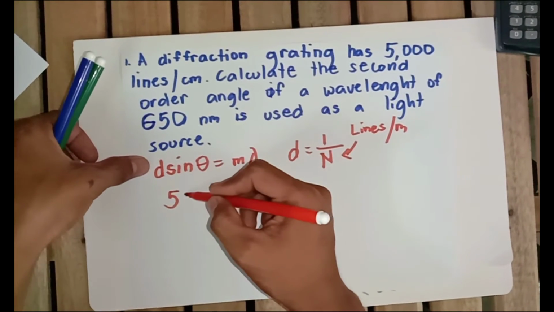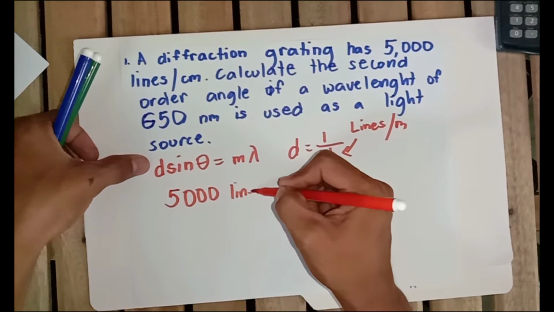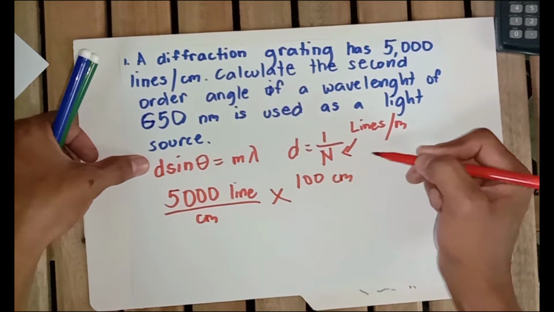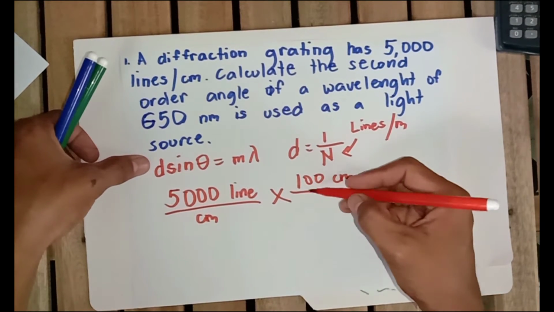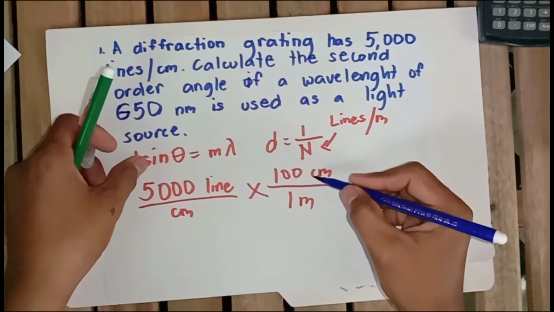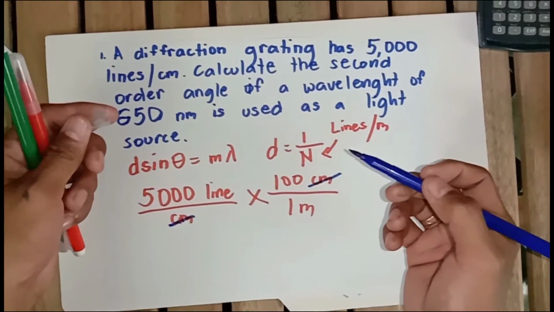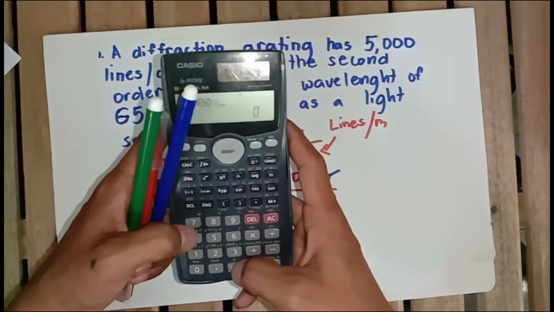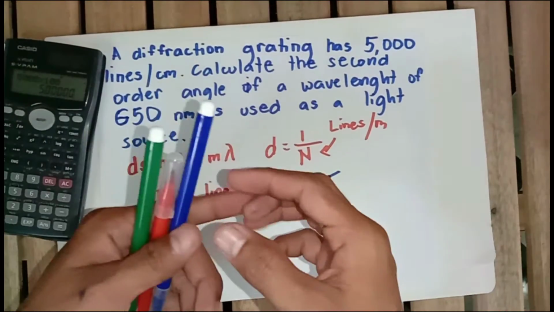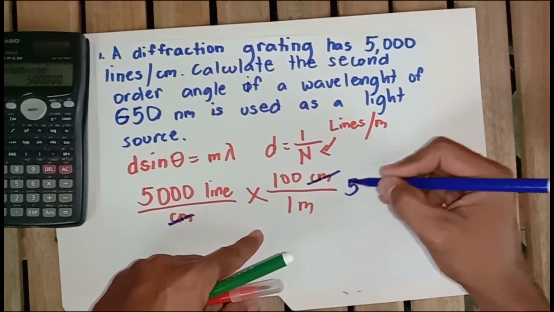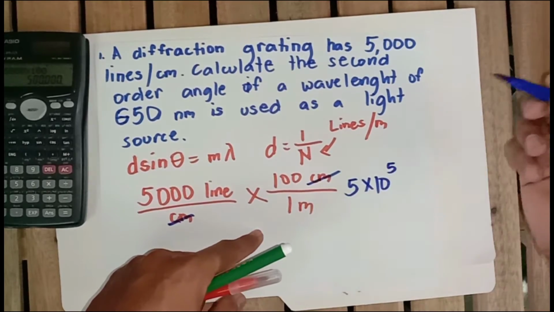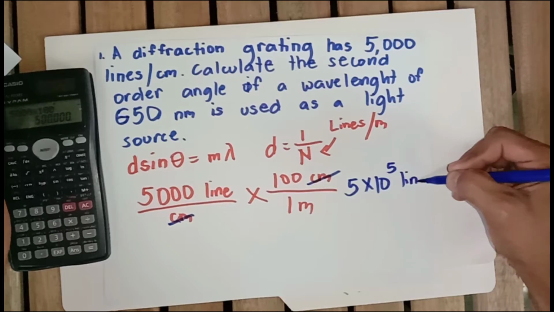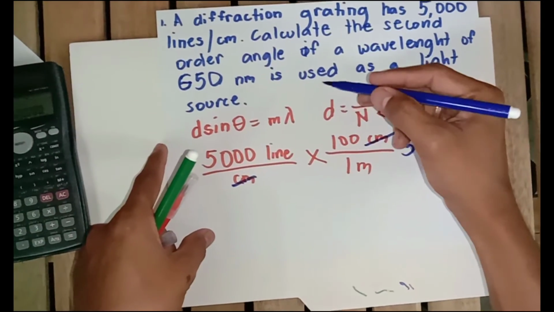Okay, 5,000 lines per centimeter times 100 centimeters, because 1 meter is equal to 100 centimeters. We cancel centimeter here and here. 5,000 times 100 is equal to 500,000, or 5 times 10 raised to 5, because there are 5 zeros, 1 2 3 4 5, lines per meter.